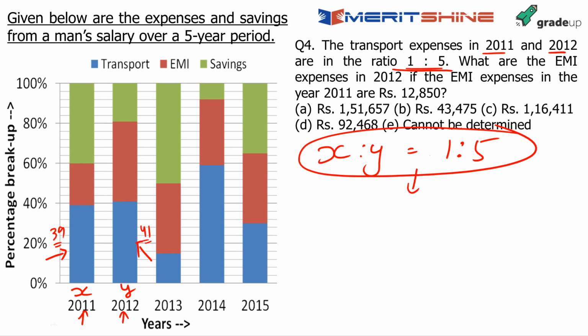Now look at the EMI expenses, the expenses that he expects us to calculate. What are the EMI expenses in 2012? If the EMI expenses in the year 2011 are given to us, now compare the EMI expenses here and here. Can I say in terms of percentage, this red block here in 11 is around half of this block? So in terms of percentage, I know that this is around 20%, लिख ही लेते हैं, चलो फिर आप confuse हो गए. So this is 20, this is 40.